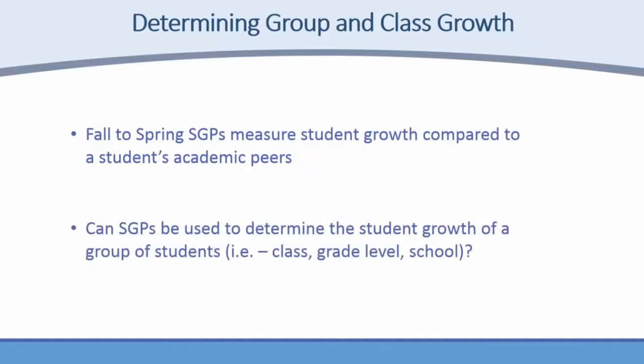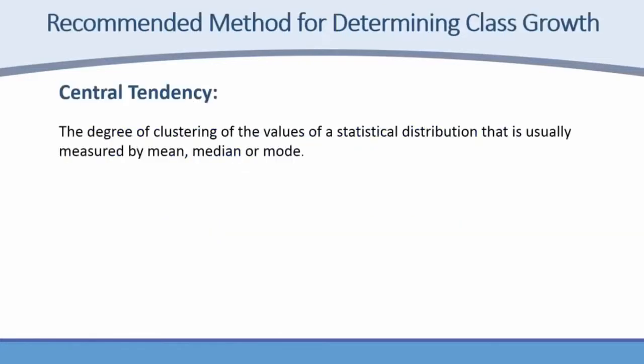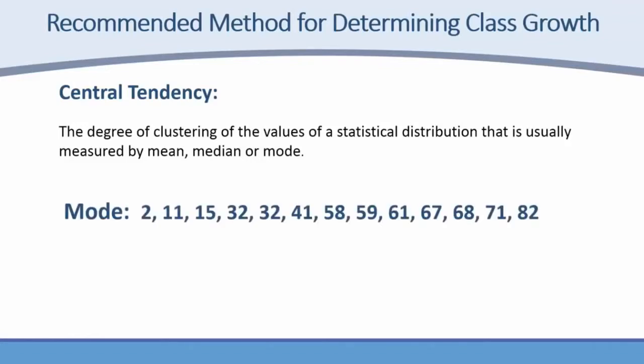Yes, SGPs can be used to determine the relative growth of a group of students, like a class, a whole grade level, a school, even a district. Let's take a look at how. Think back for a moment on what you know about measures of central tendency. Hopefully, the 3 M's are coming to mind: mean, median, and mode. Let's take a quick look at each and see why one is the preferred method of determining the performance of a group of students. Mode: identifying which value occurs most often in a given set of numbers.